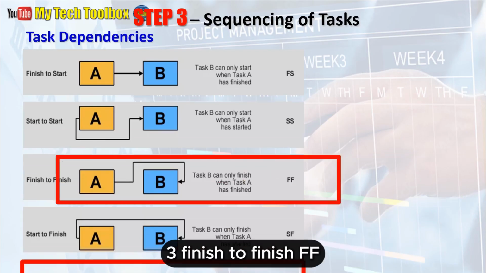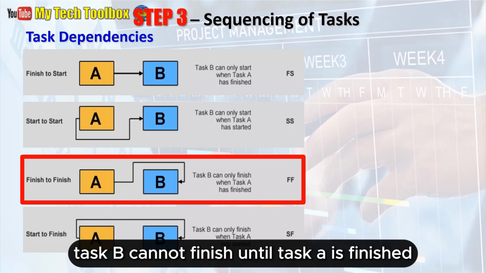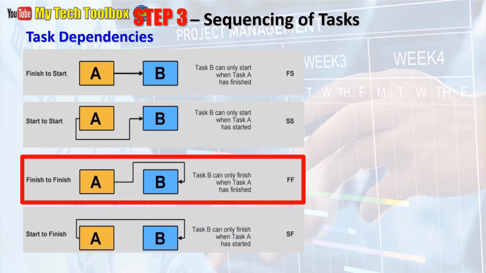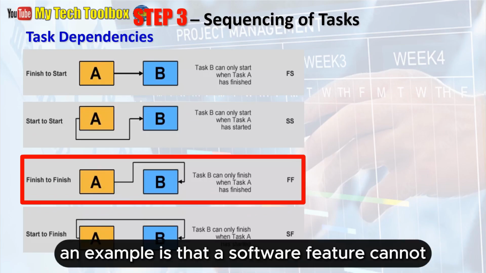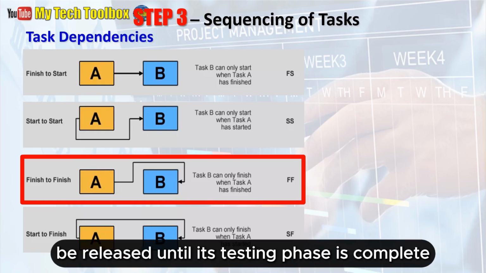3. Finish to finish, FF. Task B cannot finish until task A is finished. An example is that a software feature cannot be released until its testing phase is complete.